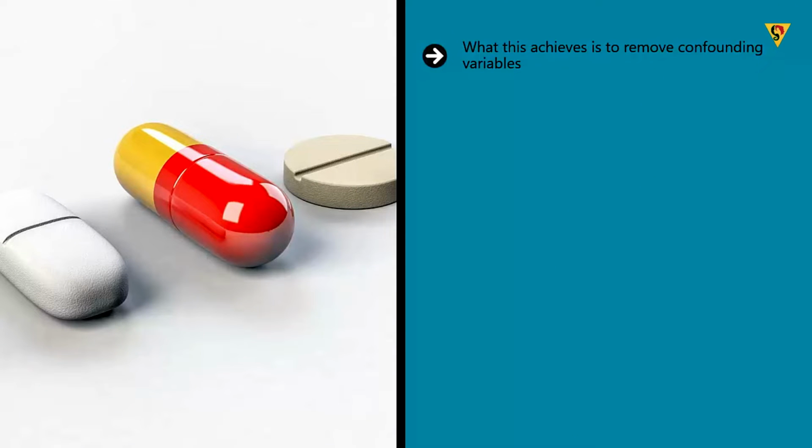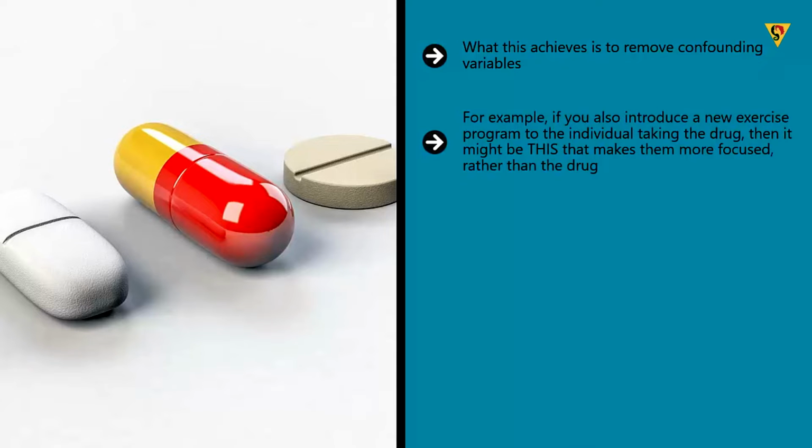A confounding variable is anything that can hurt your outcome, rendering the results of the study useless. For example, if you also introduce a new exercise program to the individual taking the drug, then it might be this that makes them more focused, rather than the drug. That skews your results, and you therefore don't know whether the drug or the intervention made the difference.